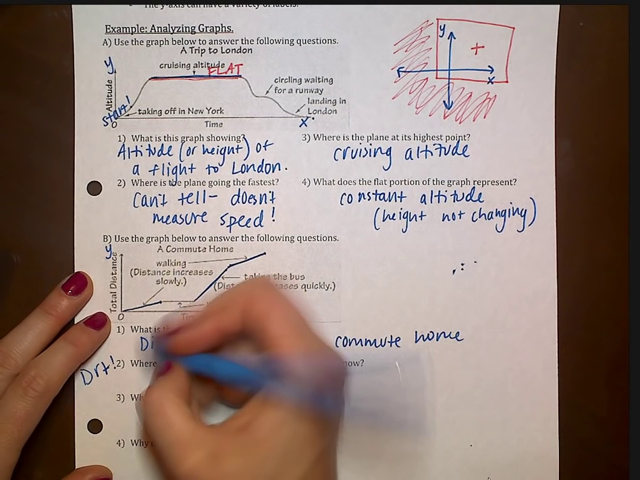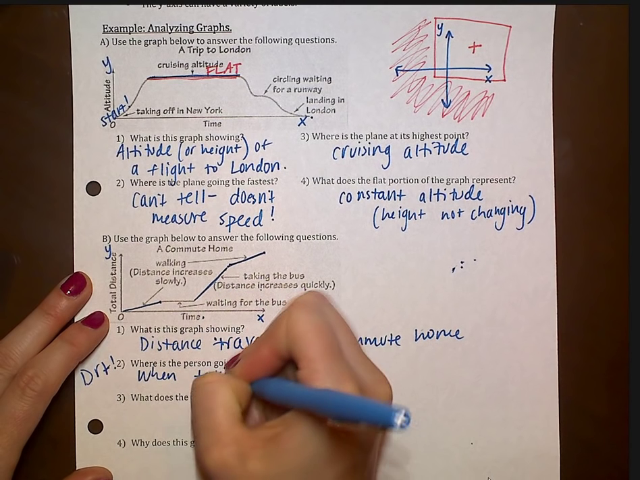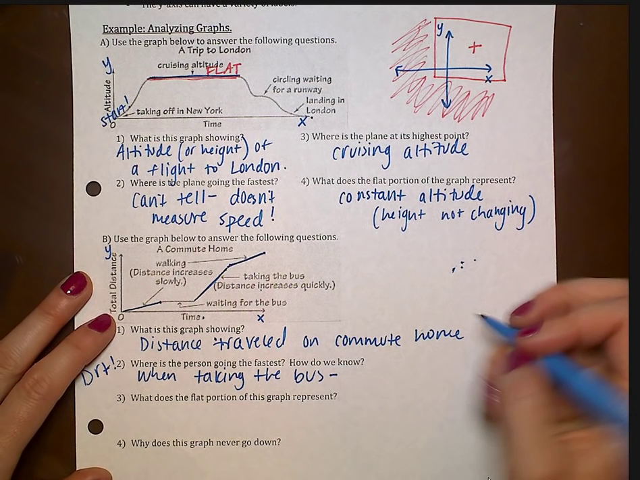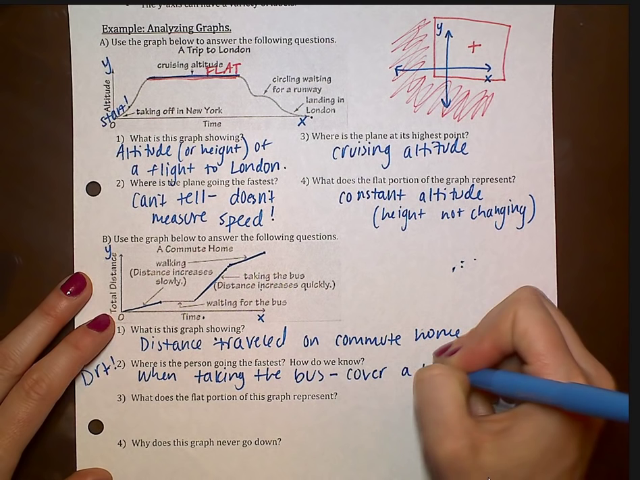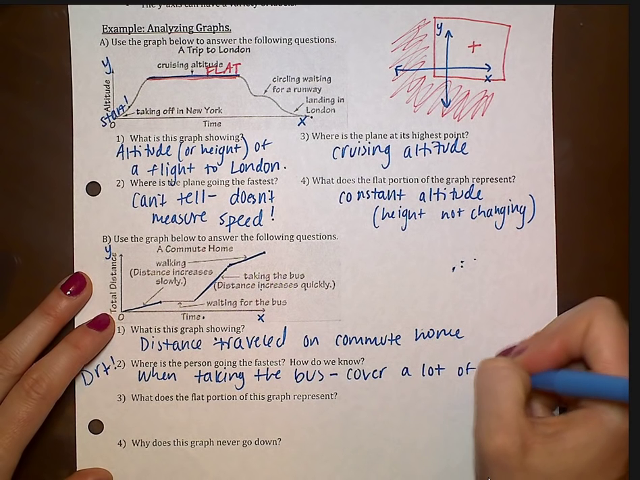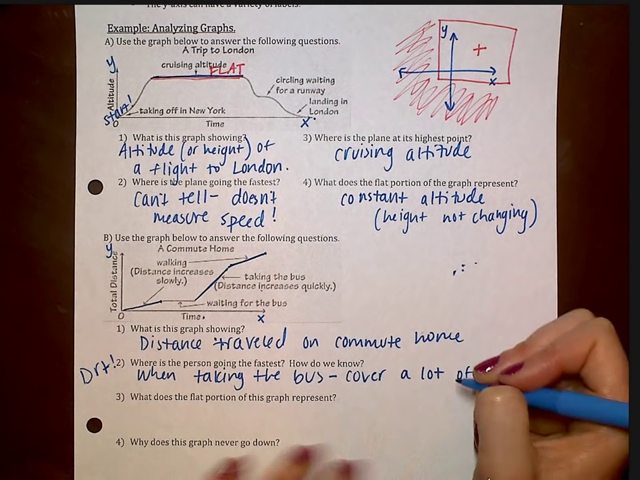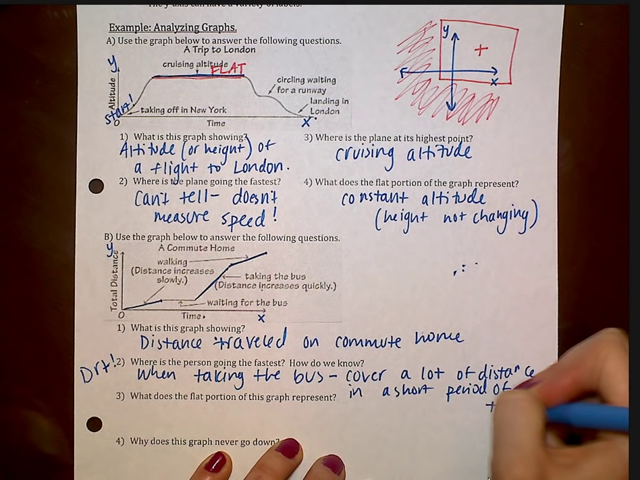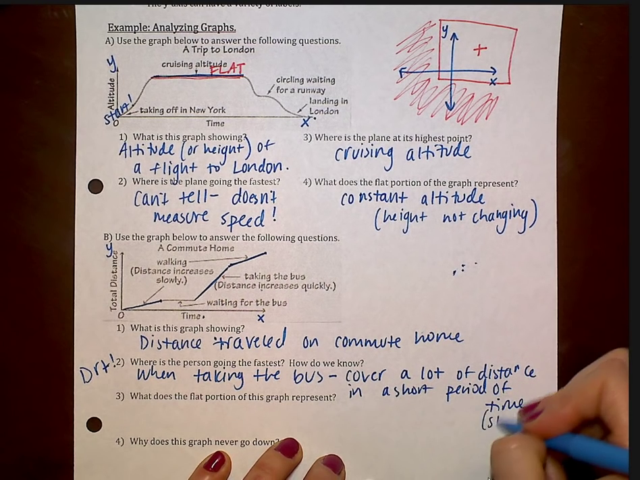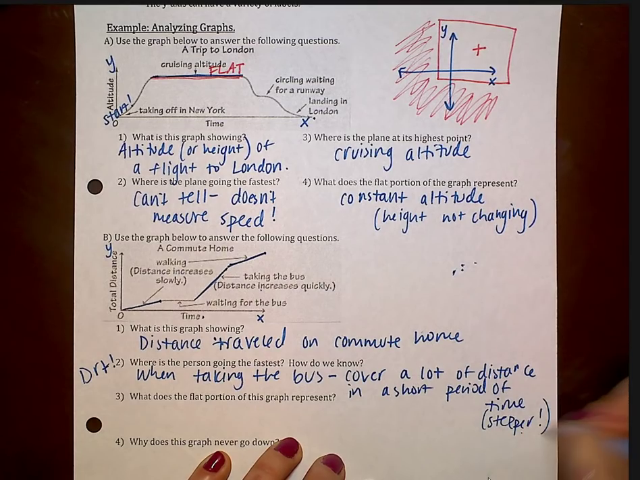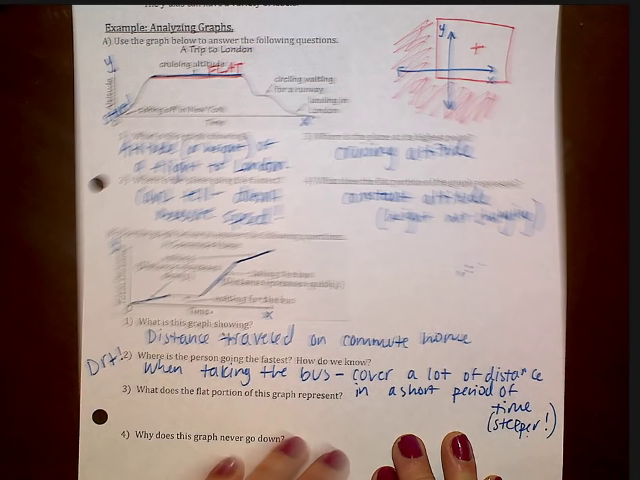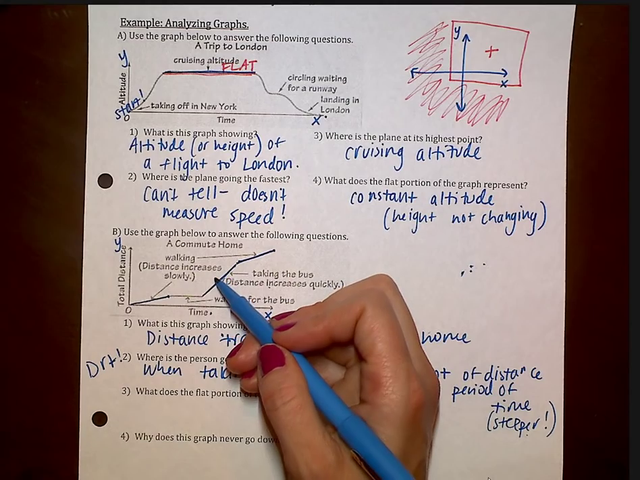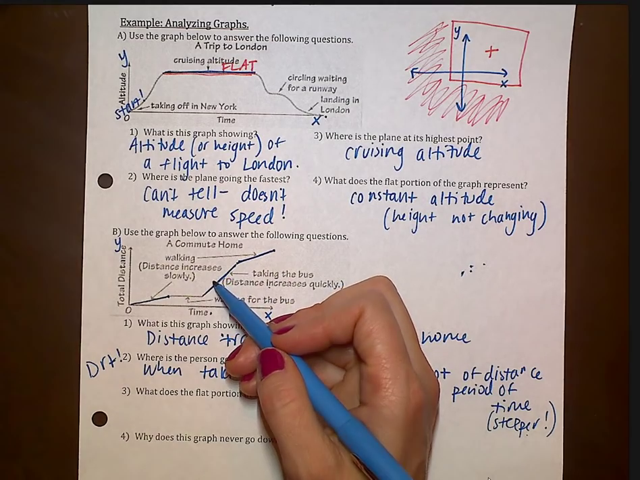Okay, so when I'm taking the bus, the reason I know that this is when I'm going the fastest is because the person is covering a lot of distance in a short period of time. Hopefully you can read my handwriting on all this. If you can't, then just ask me tomorrow in class. I'm going to say, I know that because it's steeper. So if you're measuring distance, where the part of the graph is steeper, that's when you know you're going the fastest. Because in a short period of time, you're traveling a lot of distance.